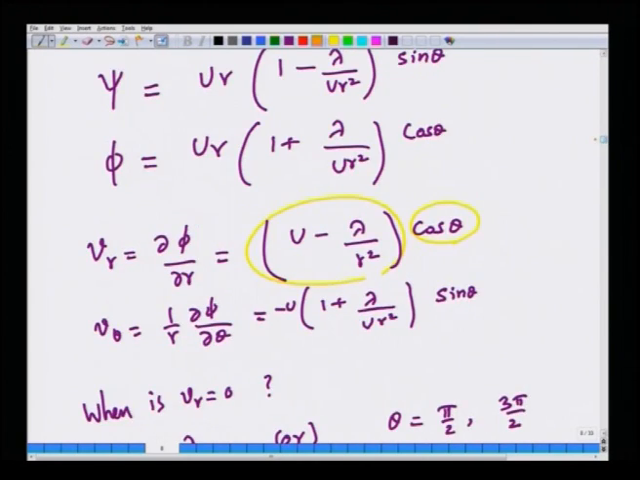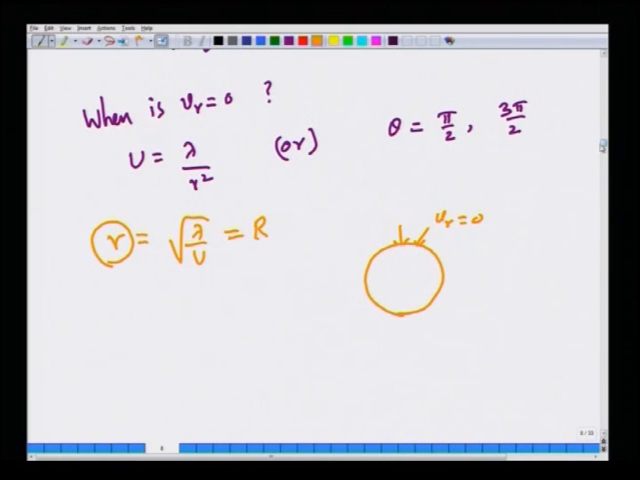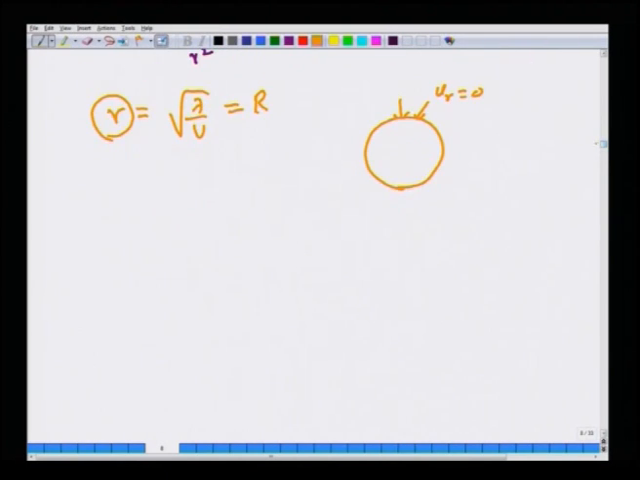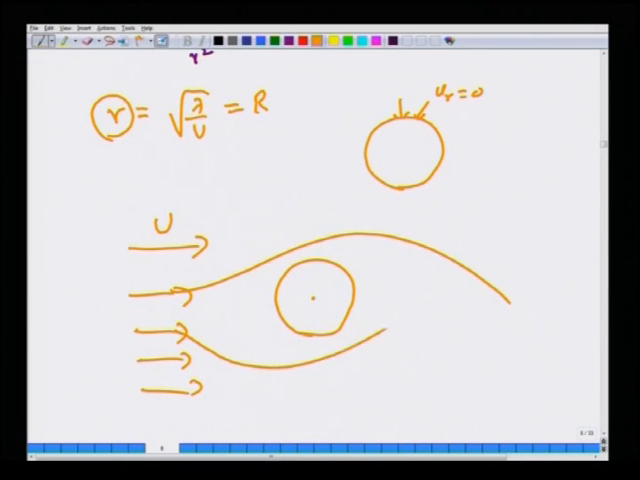You can also look at the psi value when r is equal to the square root of lambda by u; you will see that the stream function value is 0. So, that is a line of constant stream function, which is essentially a streamline. It is a circle. So, it is almost like flow past a circle, which is essentially 2D flow past a cylinder. By superposing a uniform flow with a doublet at the origin, we have simulated potential flow past a circle or a cylinder.